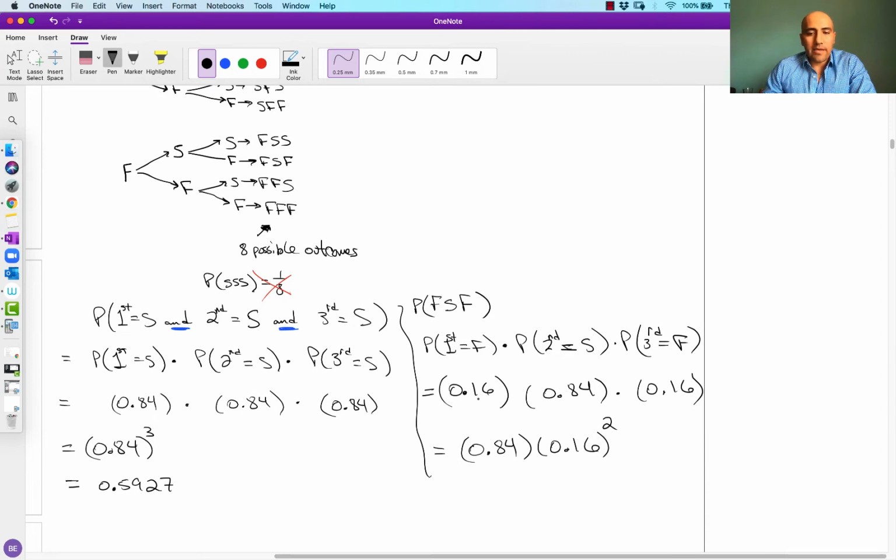Right, I'm just combining the ones that are similar. This one and this one are the same. We're multiplying everything. So this is 0.16 squared. And while we're at it, this is to the power of 1. So we have one copy of the 0.84, which is the success, and two copies of the 0.16, which was the failure. Good. So again, we can go to our calculator and figure out that result.